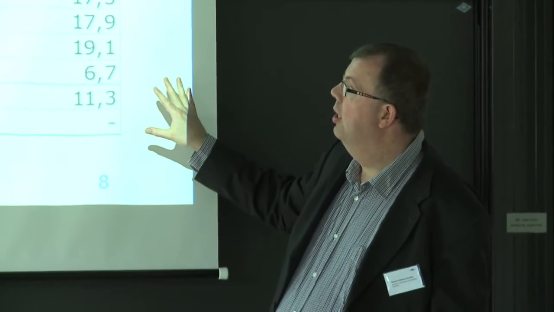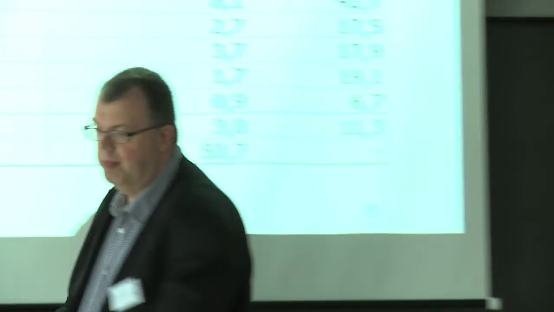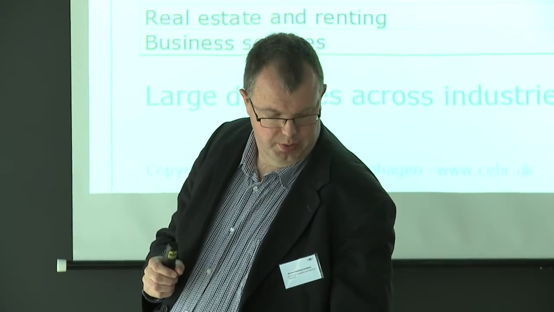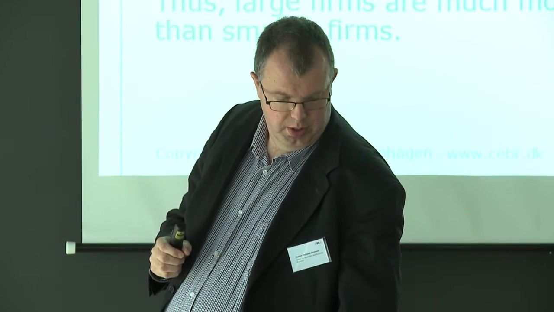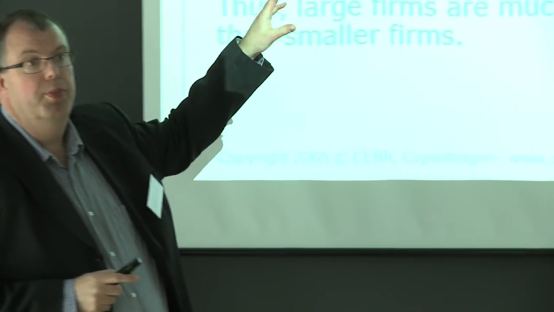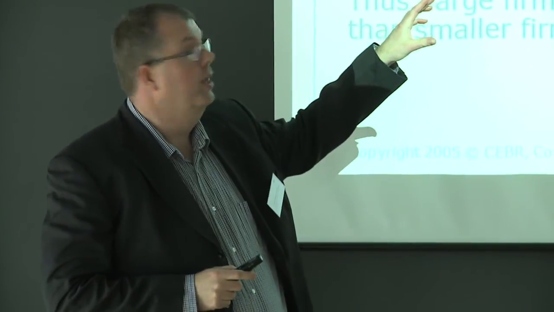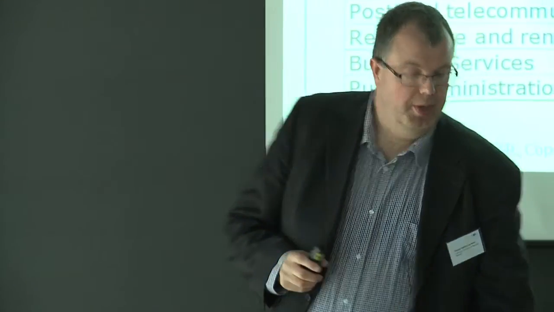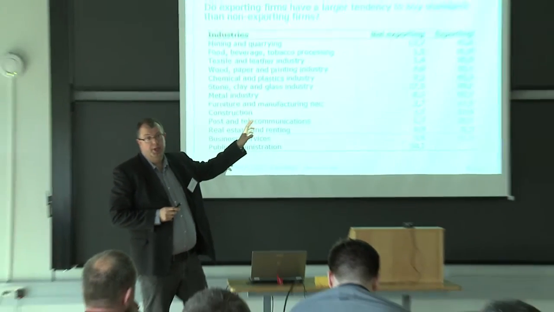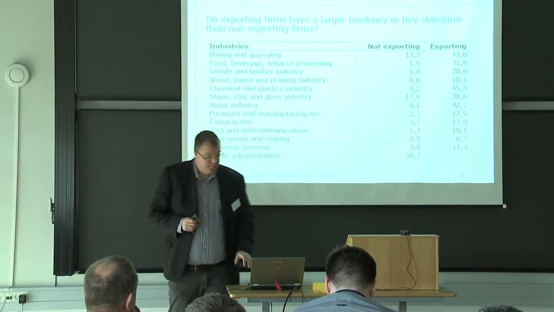This was exactly what we saw in one of the previous tables, sorry, it's the wrong way. Here, right? In this table we saw that big firms are much more likely to purchase standards than small firms. So this is probably the same thing that we see here, namely because big firms are much more likely to be exporters than small firms.